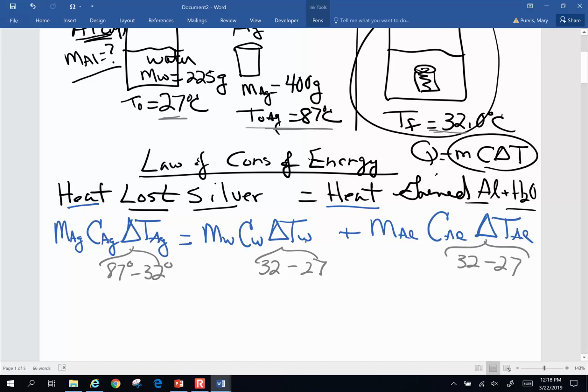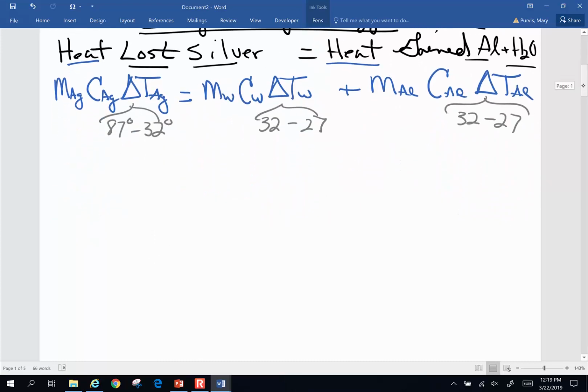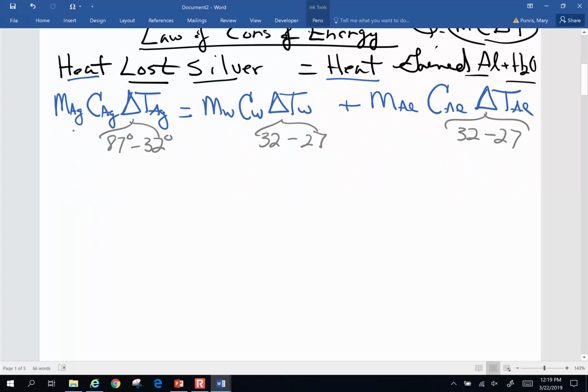The aluminum and the water are in thermal equilibrium, and that means enough time has passed for the aluminum and the water to have that same temp. All right, now let's put the rest of our numbers in. So mass of the silver, we were told the mass is 400 grams, so that's going to be 0.4 kilograms. I'm sorry, I'm saying aluminum, but I'm pointing at silver. My bad. So mass of silver, 400 grams, 0.4 kilograms.